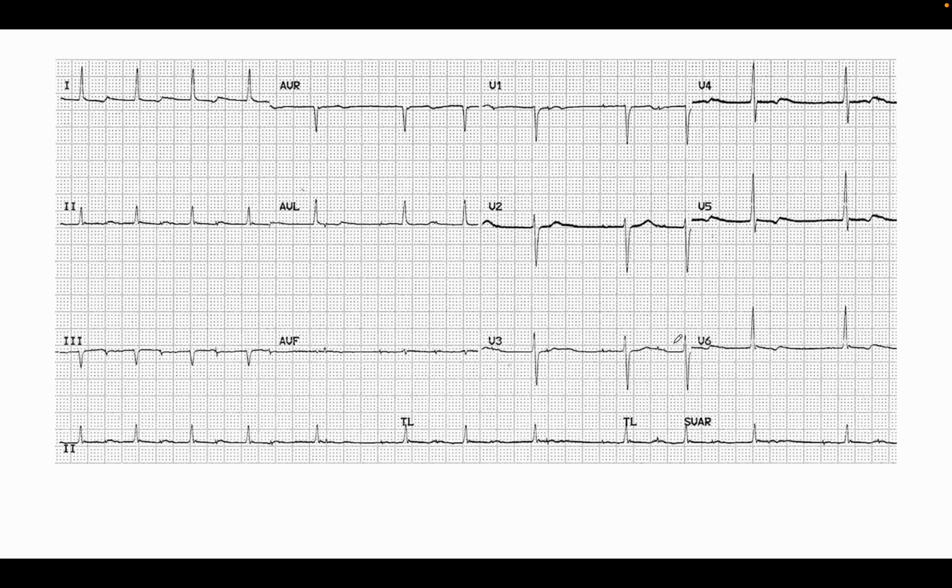So practice time. Feel free to pause the video and work out this ECG. The answer will pop up in 3, 2, 1, 0.